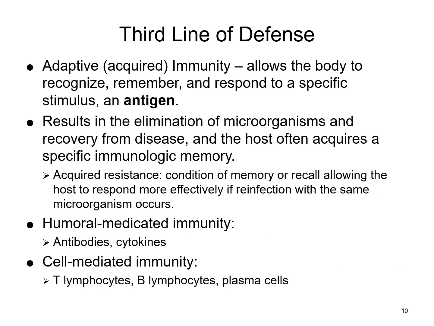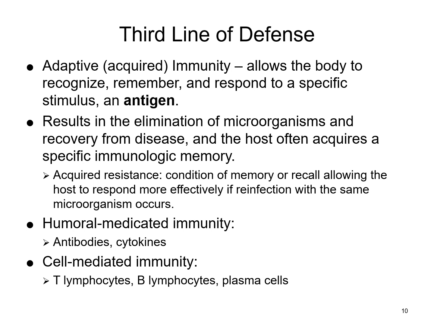And moving on to the third line of defense, this is our adaptive immunity. If the microorganisms actually reach the point where they overwhelm the body's natural or innate resistance, then this third line of defense will come into play. Now, acquired or adaptive immunity is a more recently evolved mechanism that allows the body to recognize, remember, and respond to specific stimuli or antigens.